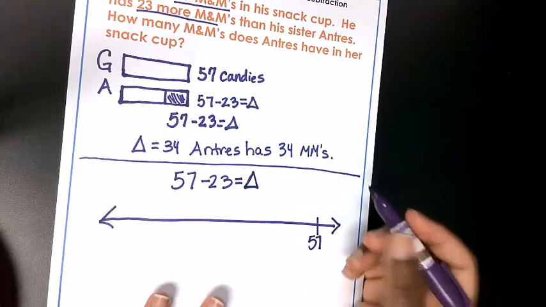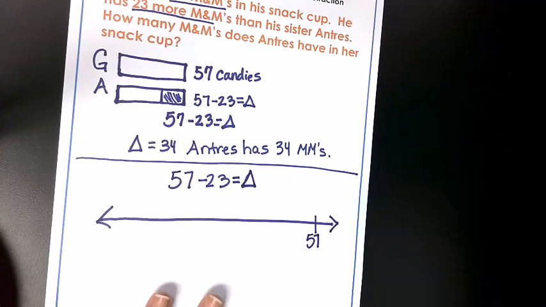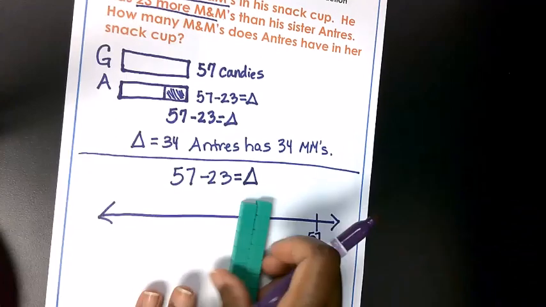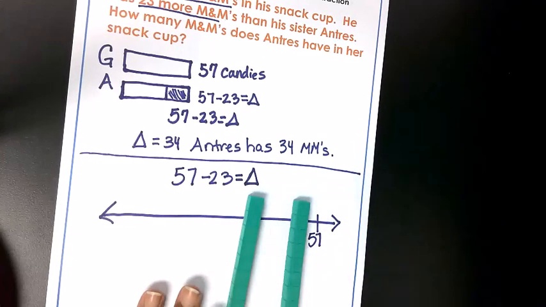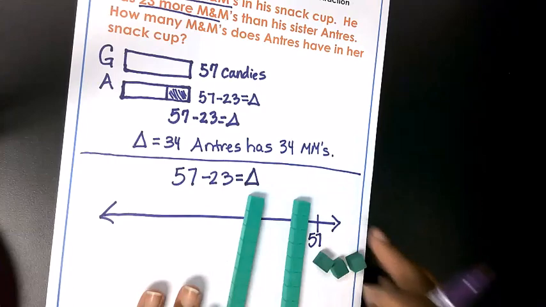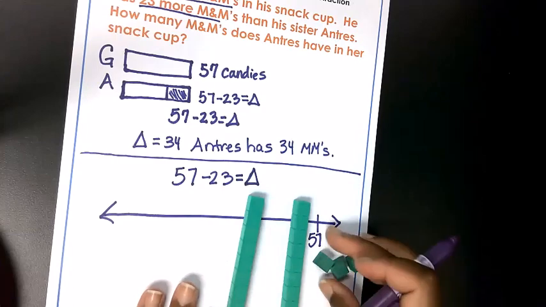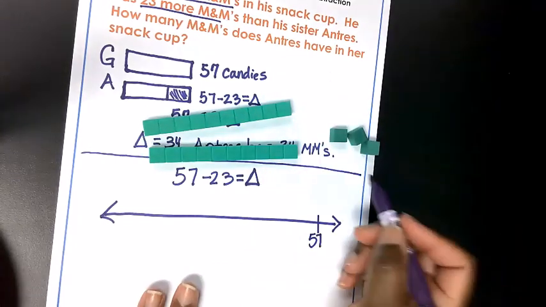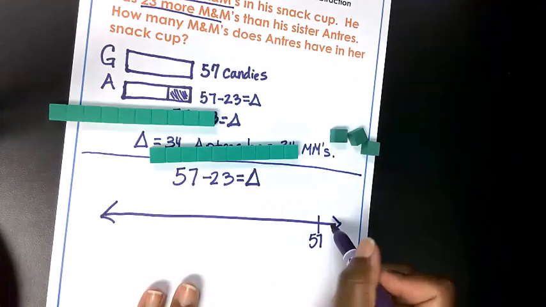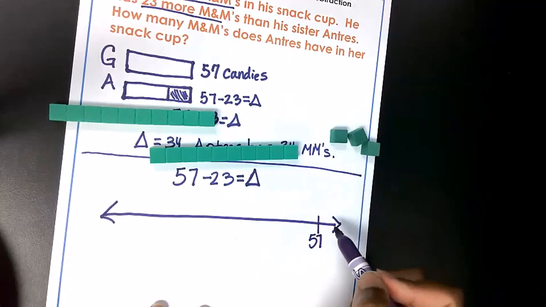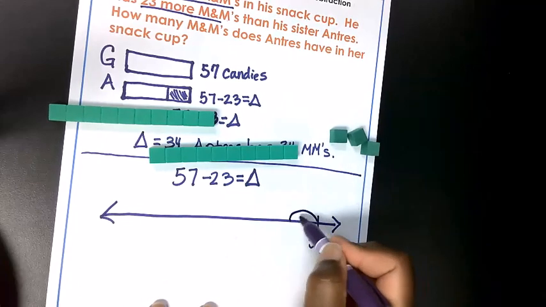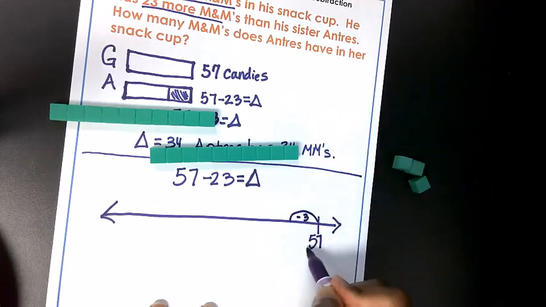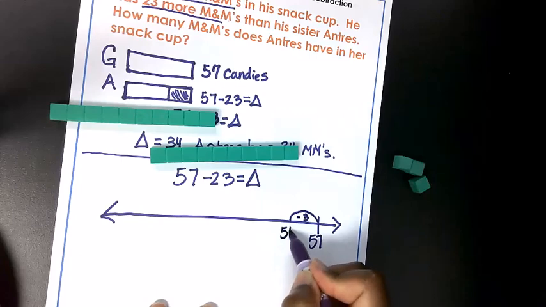This is a piece where you may want to help your students decompose the 23. We know that earlier we had 2 tens and 3 ones that represented 23. So that might be an opportunity for you to connect that base 10 with the number line, where you're saying, okay, students, we're going to take away 23, but let's do it in parts. We can take away 3, which would be those 3. 57, take away 3 would be 54.